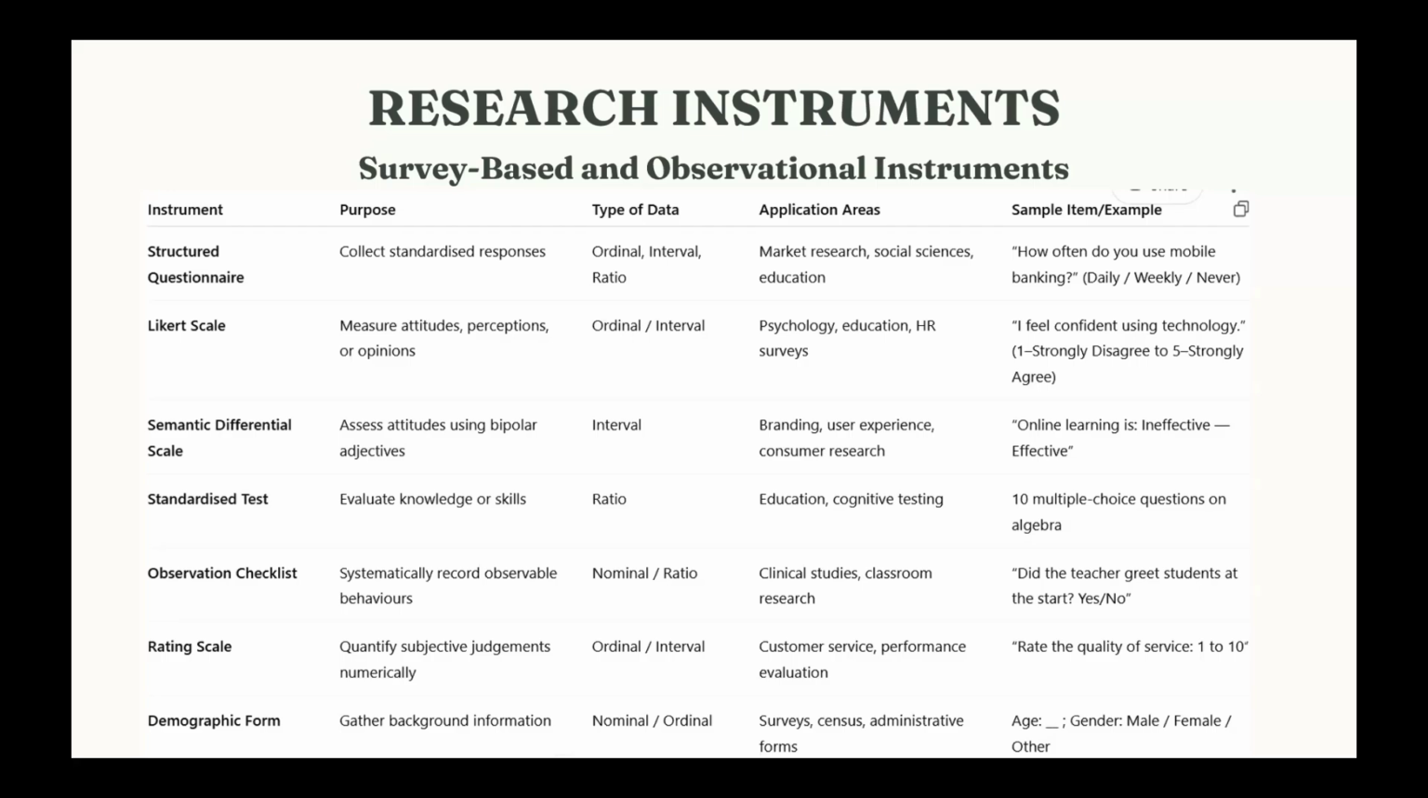And you can also put a question like, did the teacher greet students at the start? The kind of example you see here is a yes or no, which is dichotomous in nature. Or you may even put a question that says true or false, rather than yes or no. It's also dichotomous. Does that particular one represent anything other than what?